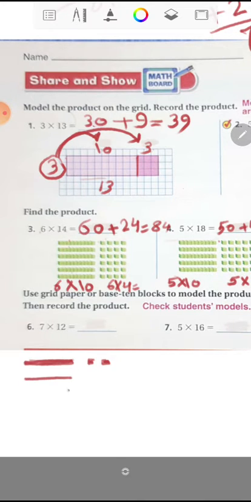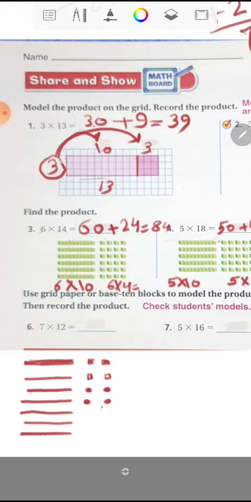I will repeat the long 7 times. 1, 2, 3, 4, 5, 6, 7. Okay? And I will repeat also the small cubes like this. You can draw it like this. And let's find the answer now. I will count the number of longs. 1, 2, 3, 4, 5, 6, 7.